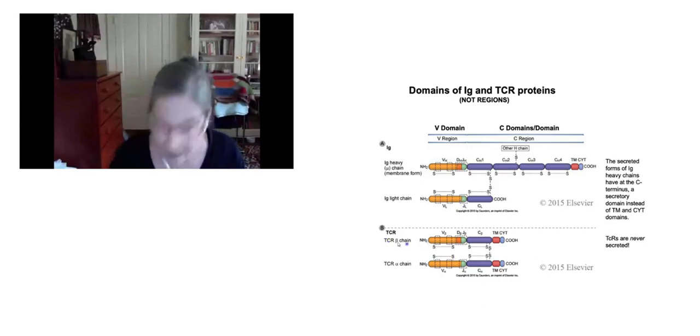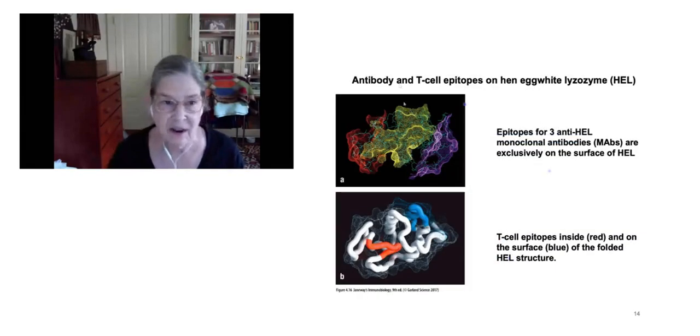And the same thing goes for T cell receptors. The alpha chain is like a light chain. It just has VJ, and the beta chain is just like a heavy chain. It's VDJ. And again, the T cell receptor is never secreted, so it's always got a transmembrane region. So that's how that works.